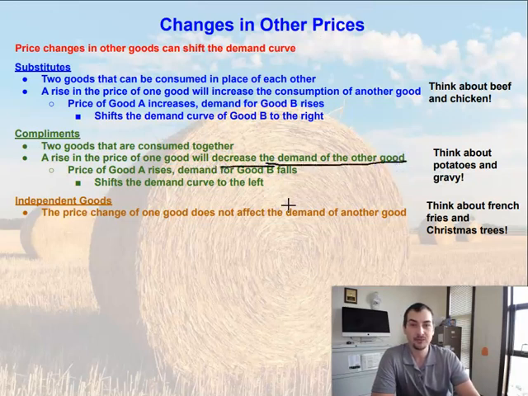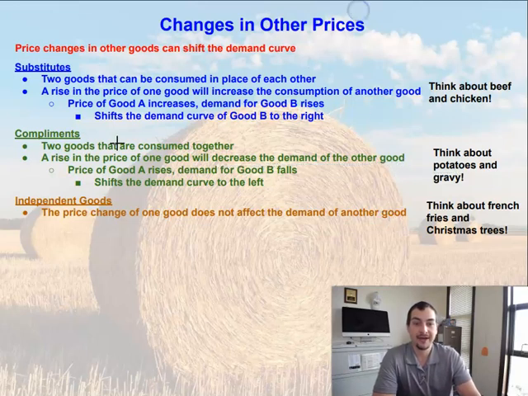So let's think about it this way. What happens if the price of potatoes goes up? Price of potatoes goes up, you're not eating as many potatoes anymore, right? Then you don't need as much gravy. Your demand for gravy goes down. If you're not going to be eating potatoes, why do you need gravy? You're actually going to consume less gravy. So, as the price of good A rises, the demand for good B falls. As the price of potatoes rises, the demand for gravy will actually fall.